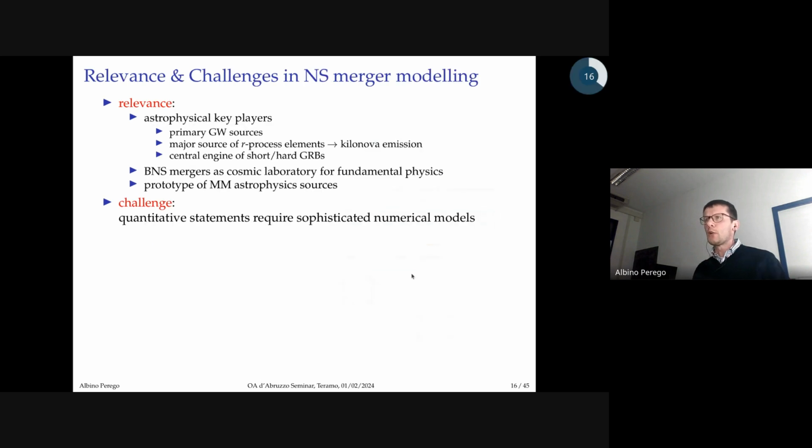Okay, so I hope I convince you that binary neutron star mergers are astrophysical key players, because they are a primary source of gravitational waves, a source of r-process elements, and we had a confirmation because of the kilonova emission, which is exactly powered by the r-process elements. They are central engines of gamma ray bursts. Of course, the challenge here is how can we study them at the quantitative level? How can we relate our understanding with what we observe?